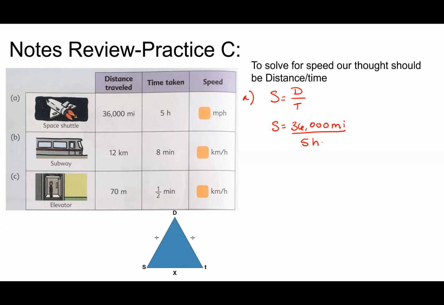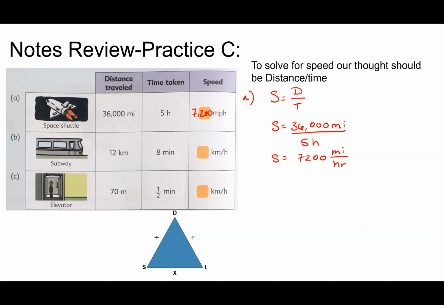Well, how fast do you think it's traveling? We want to take this down to 1, so we want to divide by 5. Ray? Nice job. 7,200 miles per hour. Way to go. Okay, so let's fill out the chart. 7,200. All right, letter B. You guys ready to move on?